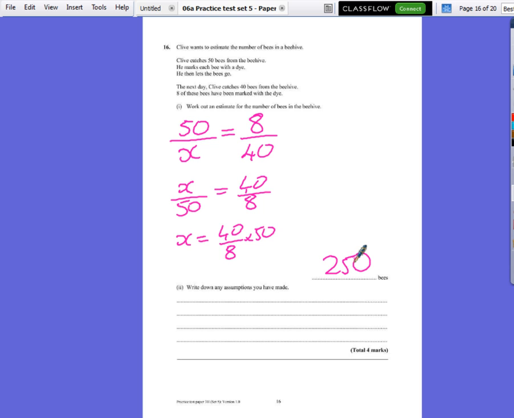It says write down any assumptions that you made. Well, if he was selecting bees, then that would alter what we've got. So we need to assume that he's taken a random sample on the second day.